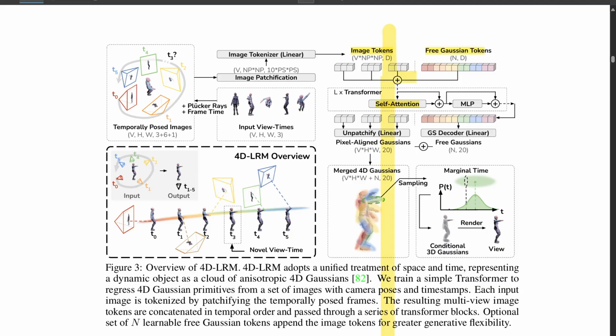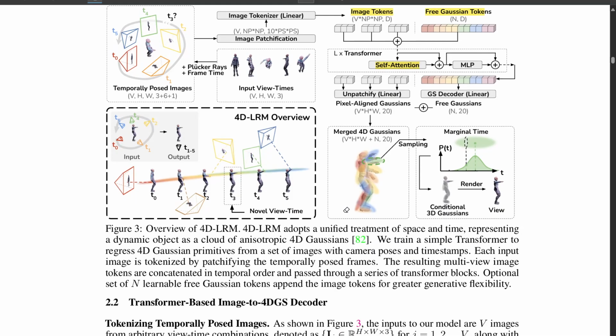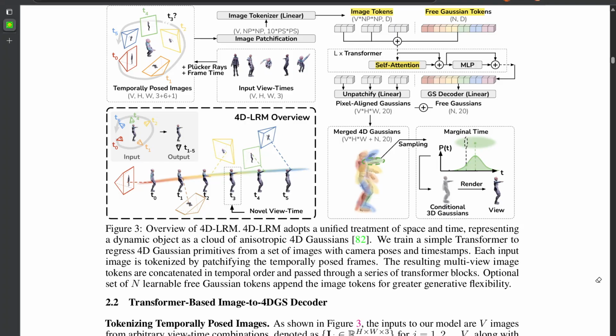It introduces 4D-LRM, which is a transformer-based model designed specifically for dynamic object reconstruction. And it's trained in a truly data-driven way. Right. It adopts this unified treatment of space and time. That's the core idea. It represents a dynamic object as a cloud of what they call anisotropic 4D Gaussians. Okay, anisotropic 4D Gaussians. Let's unpack that.